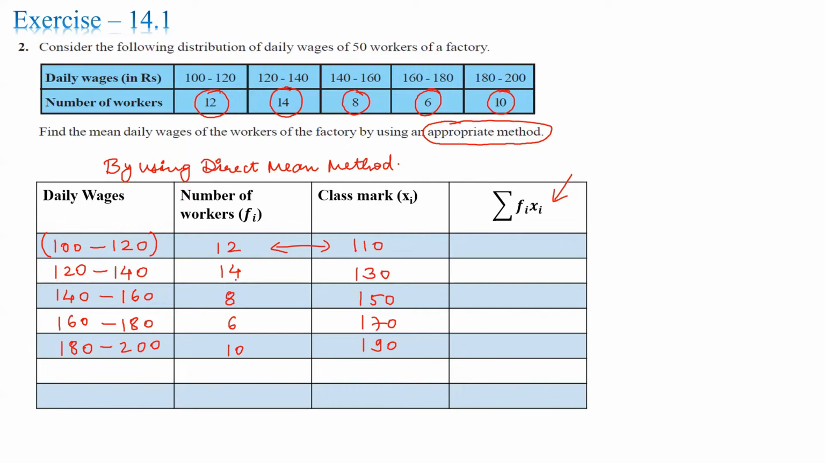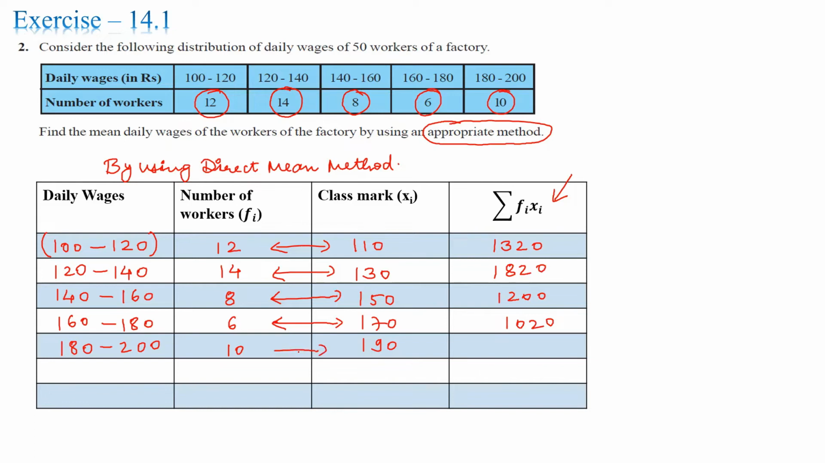Do the product of 12 into 110. How much does it come? 1320. Okay. Next, 14 into 130. 1820. Okay. Next, 8 into 150. 1200. Okay. Next, 170 into 6. It comes 1020.